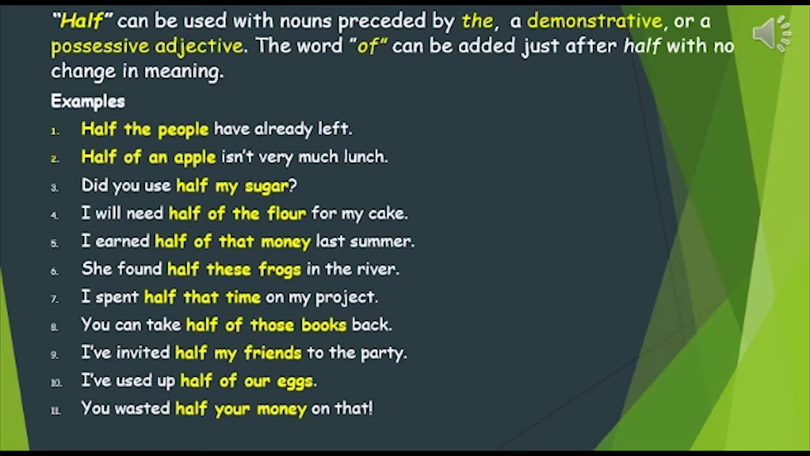She found half these frogs in the river. برضو اسم إشارة قبل كلمة frogs. I spent half that time. That demonstrative. You can take half of those books back. برضو demonstrative هنا قبل كلمة books. I've invited half my friends. Possessive adjective. I have used up half of our eggs. برضو possessive adjective. You wasted half your money. برضو هنا اسم قبل منه possessive adjective.